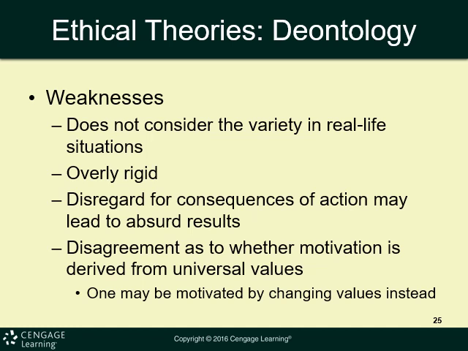Similar to other ethical theories, deontology poses weaknesses. Because it does not consider a variety of real-life situations that create ethical dilemmas and allows no exceptions, it's often considered overly rigid. Additionally, the disregard for consequences derived from actions may lead to absurd results, such as when one obeys the letter of the law to such an extent that it conflicts with the spirit of the law. Furthermore, some disagree that people's motivations are derived from universal values, but argue that they actually derive from changing values instead.